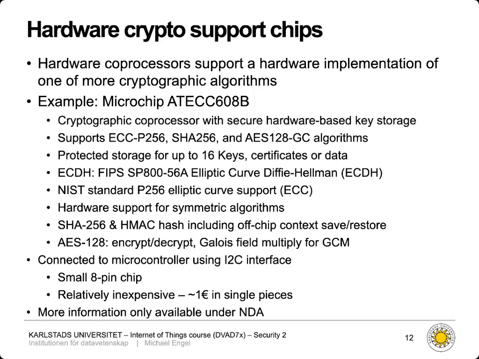This is a cryptographic coprocessor that has secure hardware-based key storage, so you don't have to provide the chip with a key, but the chip comes with pre-programmed keys, or you can program them once and forever. It supports a number of cryptography approaches like elliptic curves, SHA, AES, and it also has protected storage not just for one key, but for 16 keys and also certificates. Essentially, it has hardware support for symmetric as well as asymmetric, public key algorithms. So this is a relatively versatile chip.